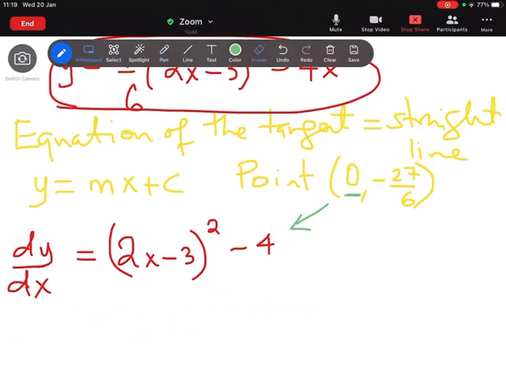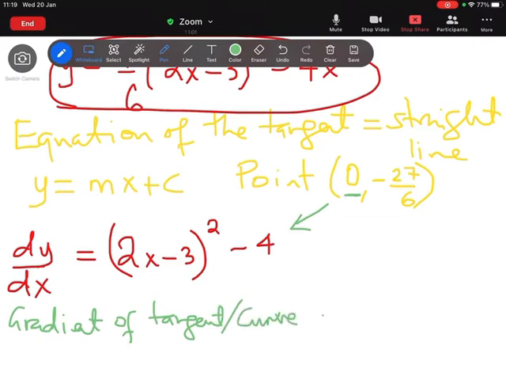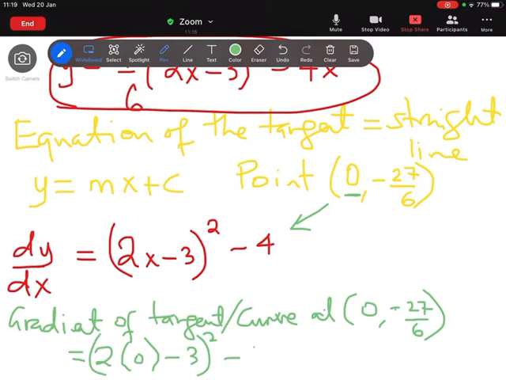And I will do it below here in green. So this is the gradient of the tangent or the curve at that particular point, 0, negative 27 over 6. This will be 2 into bracket 0 minus 3 squared minus 4, equals 0 minus 3 squared minus 4, equals 9 minus 4, which is 5.